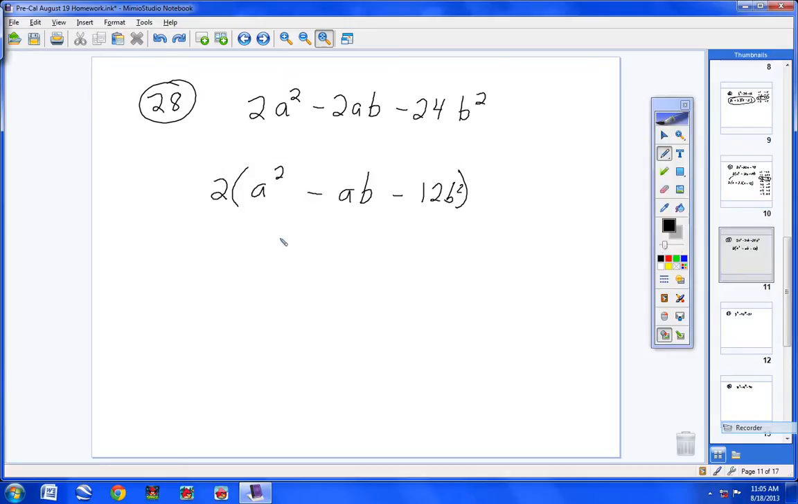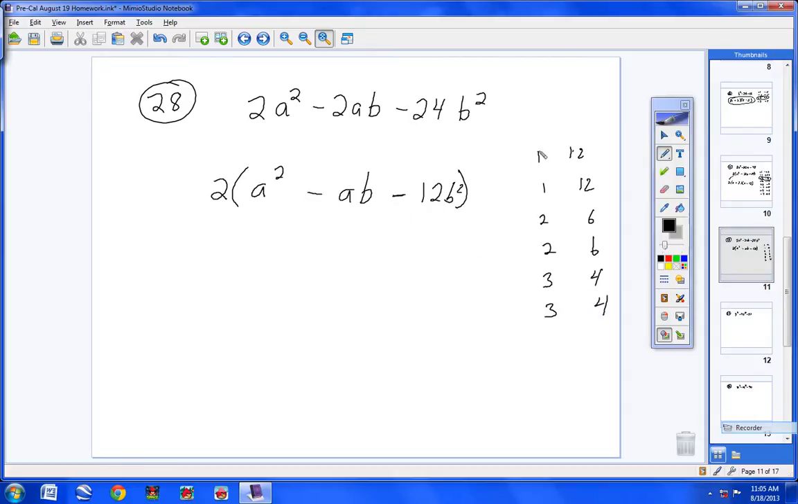Now, I pulled out what's common. Step 2 says to list out all of the factors of my last term. I've got a negative 12B squared. I'm just worried about the coefficient, which is negative 12. So I'm going to list out all the factors of negative 12, and do that very quickly here. And again, if you're to the place where you don't need to list these out, that's fine. I'm proud of you. That's good.